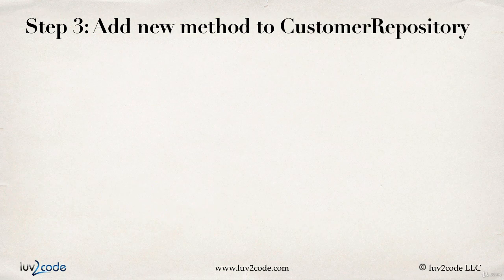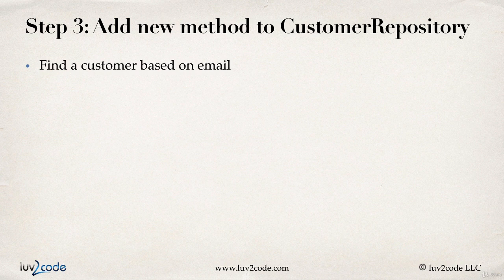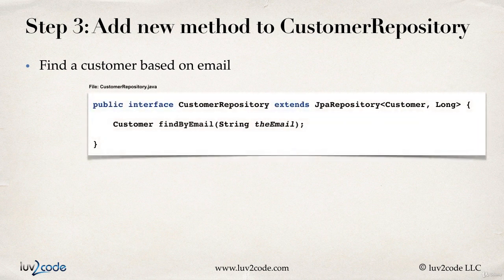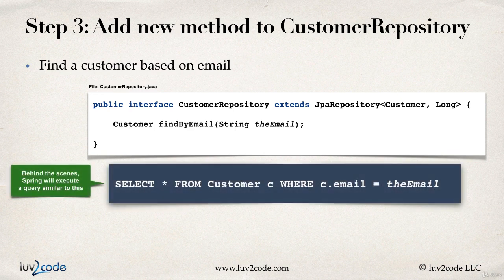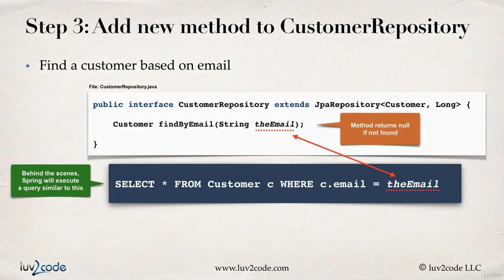But let's dig behind the scenes and see what happens. We need to find a customer based on their email address. We have this new method here, customer findByEmail, and we pass in the email. Behind the scenes, Spring will execute a query similar to this: select star from customer where email equals the email. The email is the actual value that the user passes in when they call this given method. Now if this method doesn't find a match, then it will actually return null.